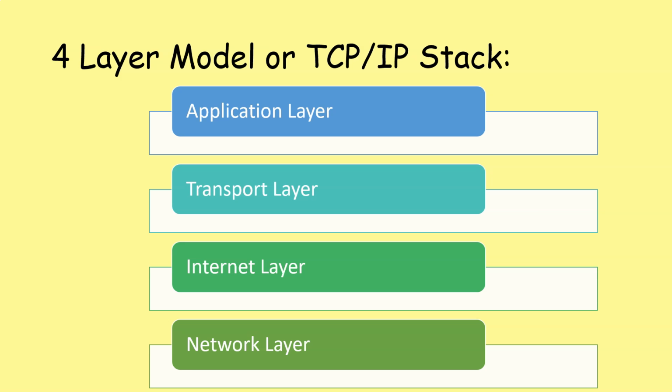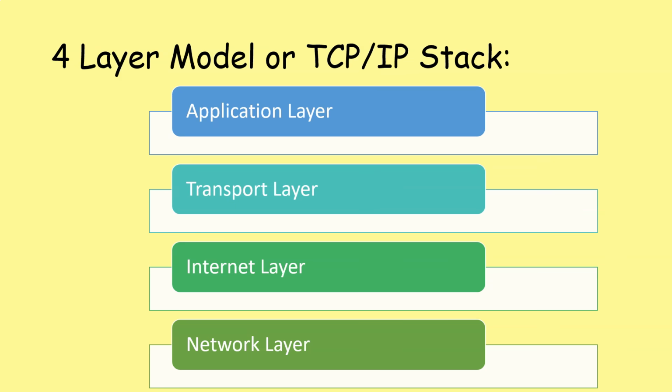So the model that we have to know about is the 4-layer model, sometimes called the TCP/IP stack. We have an application layer, a transport layer, an internet layer, and a network layer. You don't need to know about these in detail, but the idea is these layers are concepts. They're just a set of jobs that need to be done. These are implemented by specific protocols.